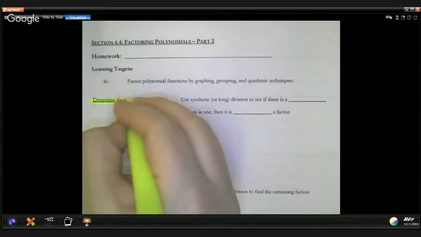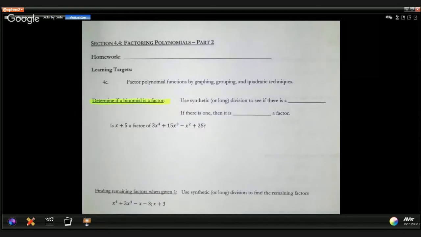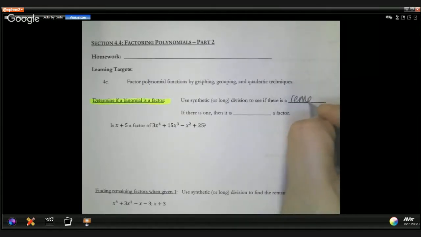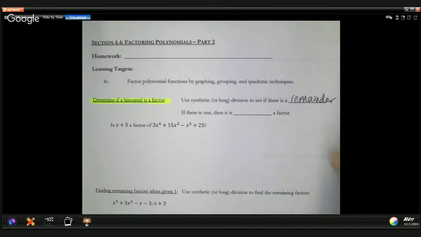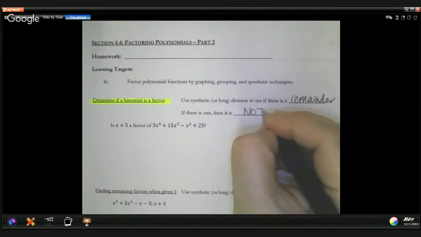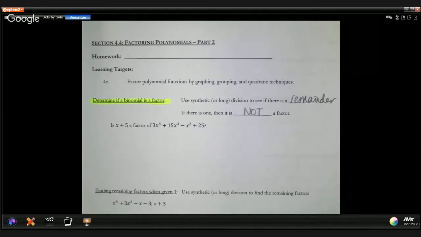The first type is to determine if a binomial is a factor. The way you're going to do this is you're going to use synthetic or long division to see if there is a remainder. If there is one, then it is not a factor. So I need to find out if x plus 5 is a factor of 3x to the 4th plus 15x third minus x squared plus 25.